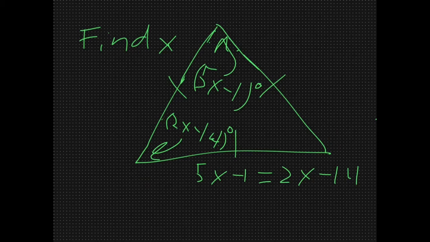So we bring over, so we get 3x is equal to negative 13. Divide by 3 on both sides. So x is equal to negative 13 over 3.